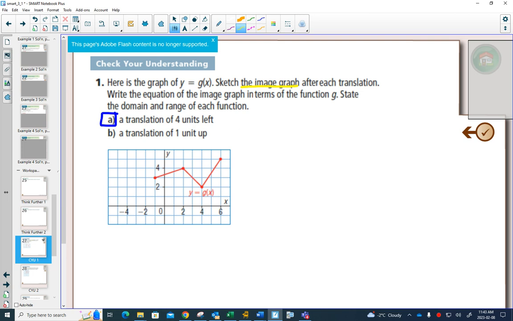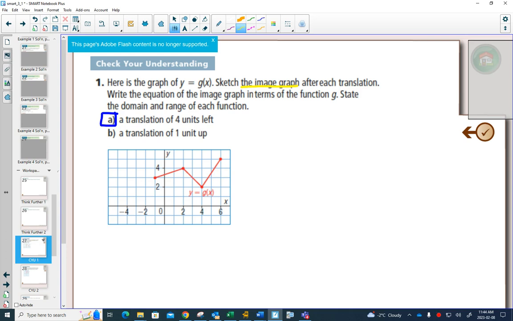So this is words that we haven't used before. All that means, it's pretty simple, is just sketch the graph after you move it 4 units to the left. The new graph we call the image graph. But again, if we haven't paid attention to those words beforehand, they could cause us problems on a quiz, because we go, do I know how to do this? I'm not sure what they mean. And then you start to be unsure how to do something which is relatively easy.